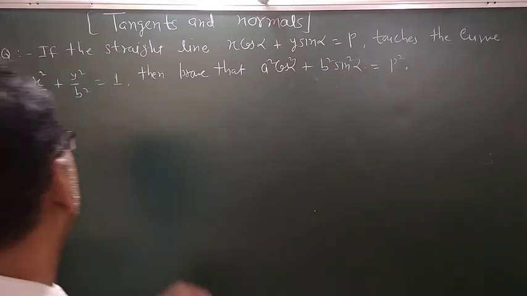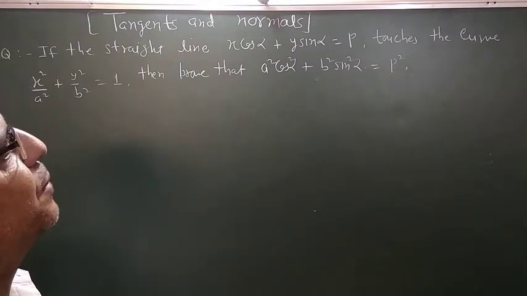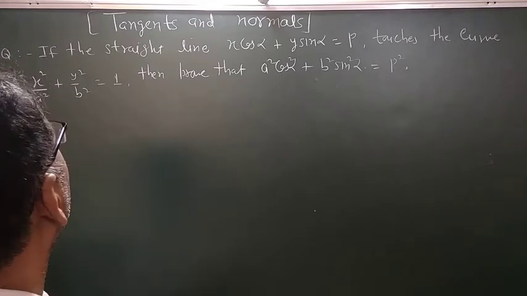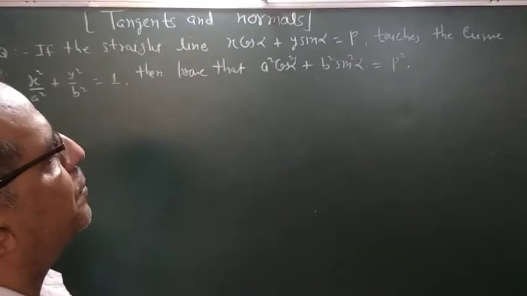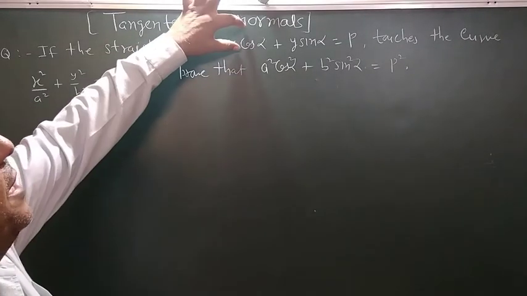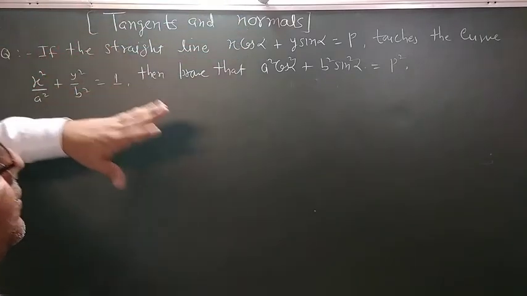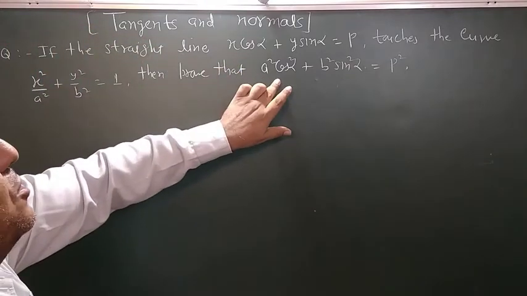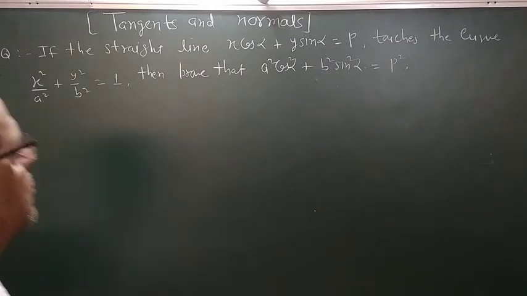Now I am taking another question. If the straight line x cos alpha plus y sin alpha equals p touches the curve x square upon a square plus y square upon b square equals 1, then prove that a square cos square alpha plus b square sin square alpha equals p square. That means this line will touch this curve. In other words, this line will be the tangent of this curve if the condition a square cos square alpha plus b square sin square alpha equals p square is satisfied.